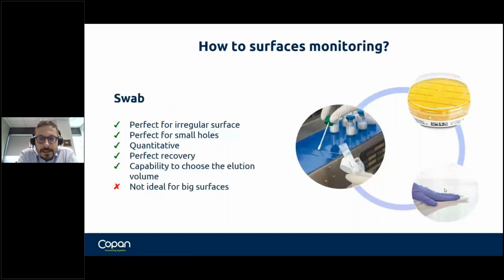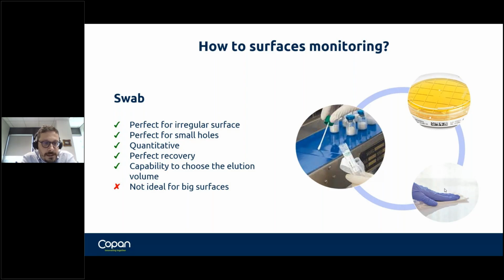The last approach that you can use is swabs. In this case, I will start with the cons, which is basically that with a swab, the sampling area from which you can take a sample is generally not bigger than 100 square centimeters, so a square of 10 by 10. So they are not ideal for big surfaces.